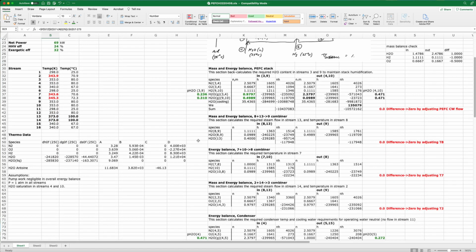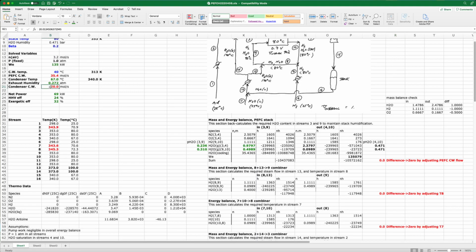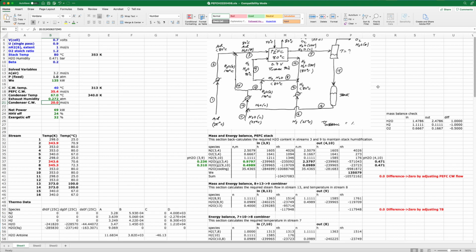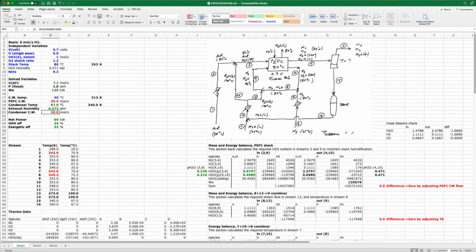Once we know that, we can do an energy balance on the condenser as well. And here we're taking all the sum of enthalpies in, sum of enthalpies out. We're driving that to zero by adjusting the cooling water flow to the condenser. And that's adjusted over here. So it looks like it's about 20 moles per second of water that's necessary to recirculate in this condenser in order to knock out enough water. The last question is how much power is needed for the gas preheaters and for this boiler where we're generating steam.